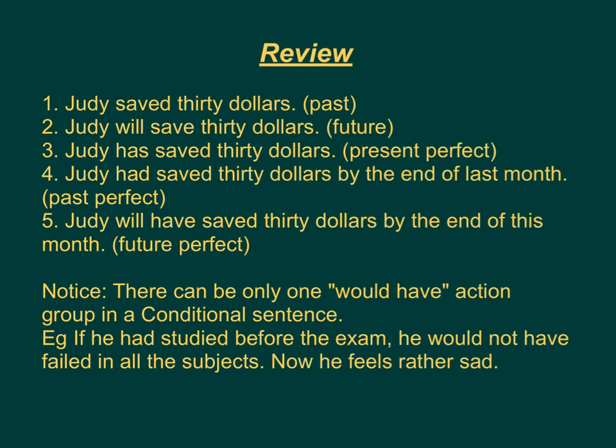Overall review. Number 1, Judy saved $20. Past tense. Number 2, Judy will save $20. Future tense. Number 3, Judy has saved $20. Present perfect tense. Number 4, Judy had saved $20 by the end of last month. Past perfect tense. Number 5, Judy will have saved $20 by the end of this month. Future perfect tense.